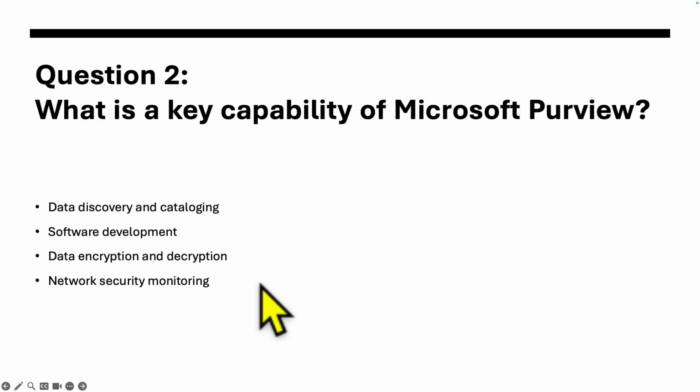All right, the next question is to identify the key capability of Microsoft Purview. Is it data discovery and cataloging, or software development, or data encryption and decryption, or network security and monitoring? Take a moment to reflect on it. The right answer is data discovery and cataloging. Purview is the tool we are going to use, and I'm going to show you various methods on how you can do this discovery and cataloging, and how you can use the Activity Explorer to look into the data and things like that.